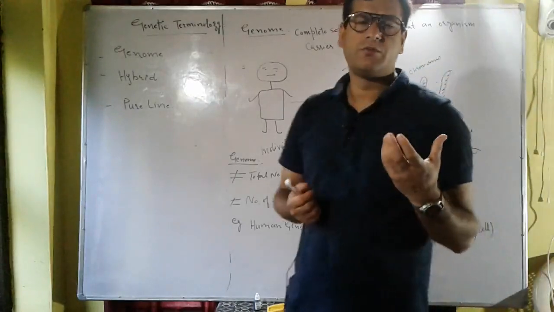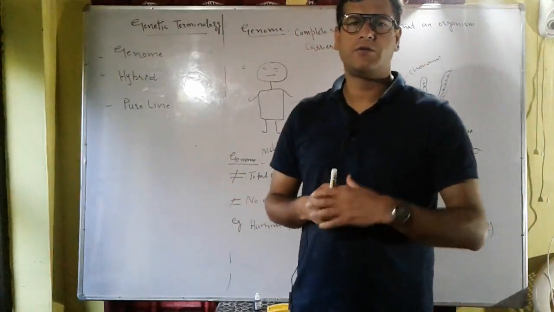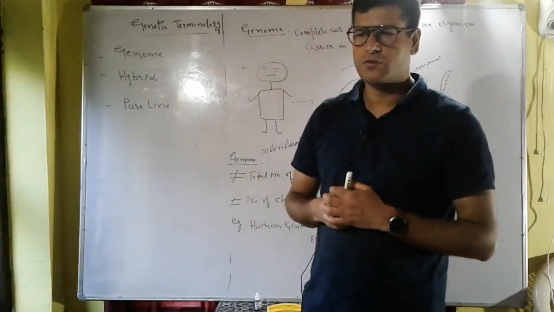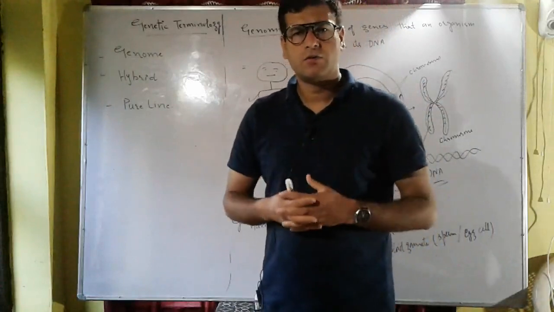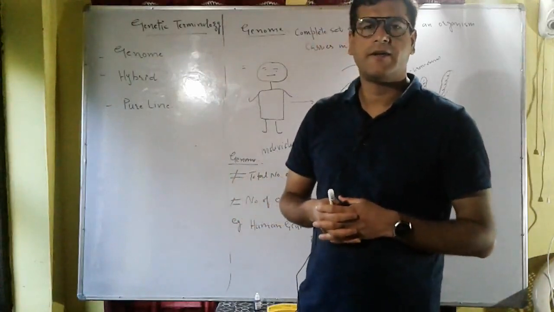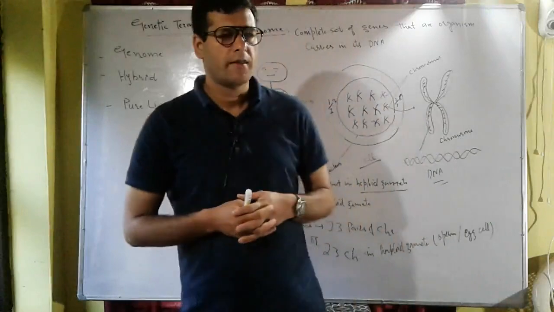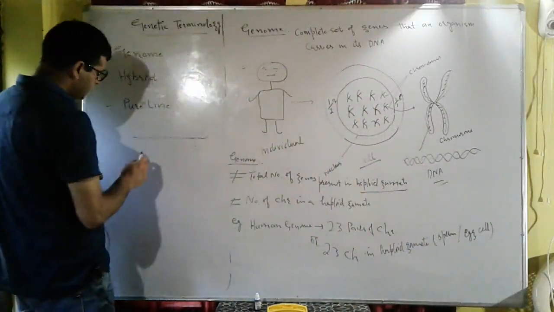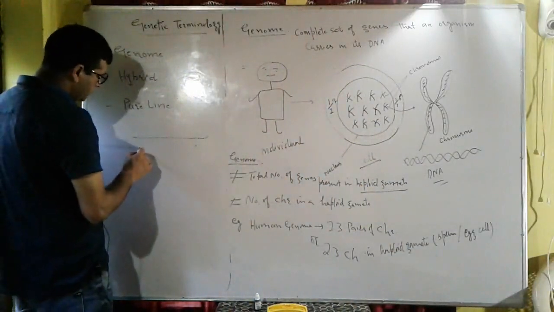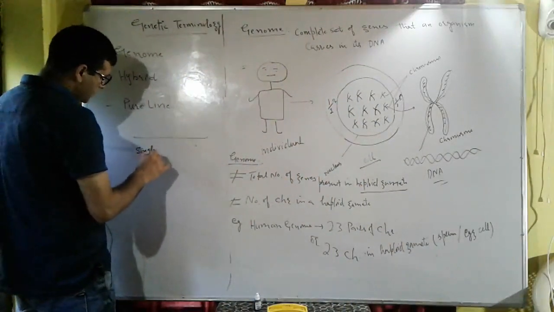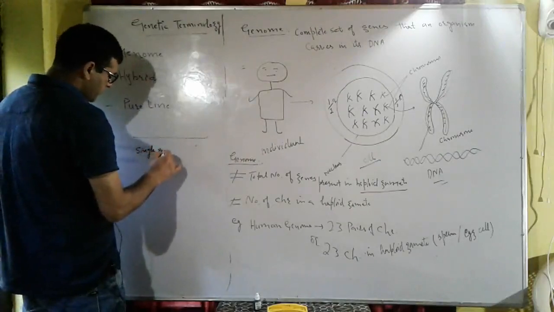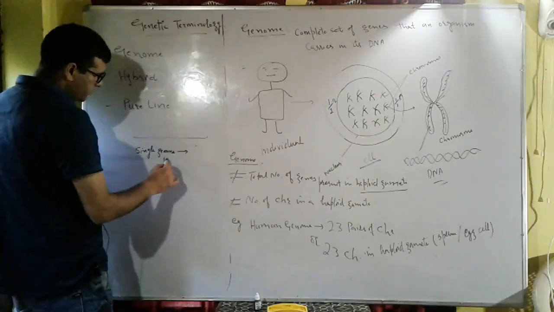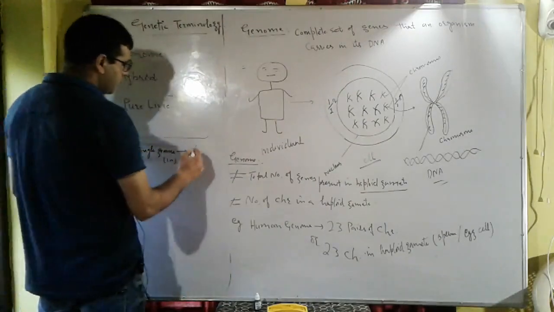So what do you mean by genome? Genome is simply the total amount of DNA present in an individual. Or we can say that the total number of chromosomes in a haploid gamete, that is genome. Now sometimes we say single set of genome, single genome, and this single genome is present with one N. It is present in haploid gamete.